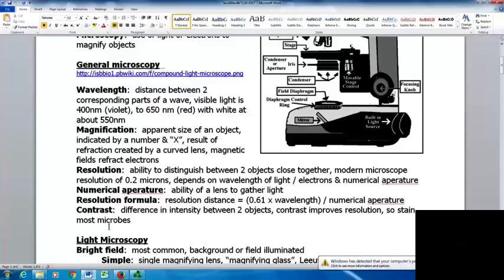Resolution is the ability to distinguish between two objects that are close together. Modern microscope resolution is about 0.2 microns, or micrometers. This actually depends on the wavelength of light, or the electrons, and the numerical aperture. The numerical aperture is the ability of a lens to gather light. We have a resolution formula that will tell you the resolution distance. It's equal to 0.61 times the wavelength, divided by the numerical aperture. The wavelength is often going to be your limiting factor in how good of resolution you can get.